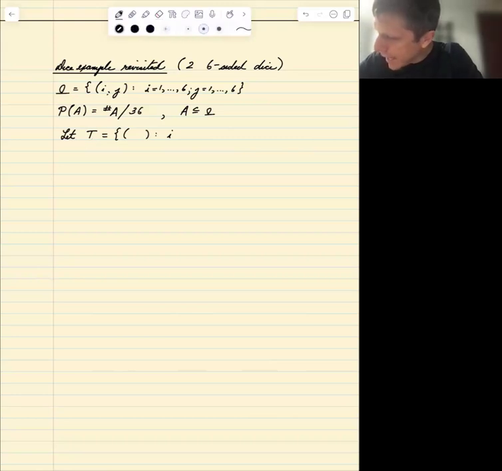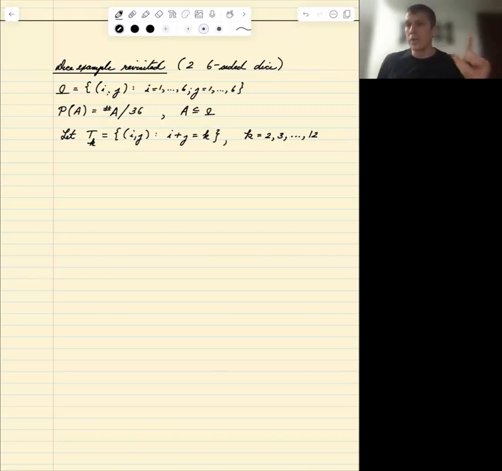Define T sub K as the pair I and J such that I plus J equals K. And this is going to be for all possible K from 2 up to 12, right? The only possible sums of two six-sided dice is you go from 1, 1, which is 1 plus 1 is 2, up to 6, 6, which is 12. Let's calculate these. So each one of these T sub K's is an event, right? It's a subset of omega, so it's an event.